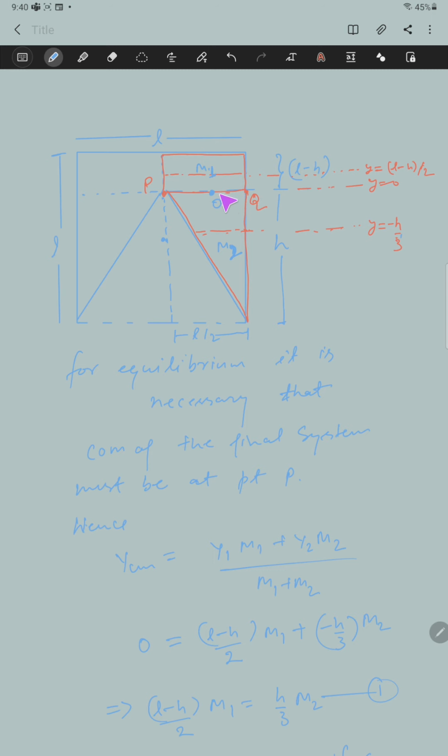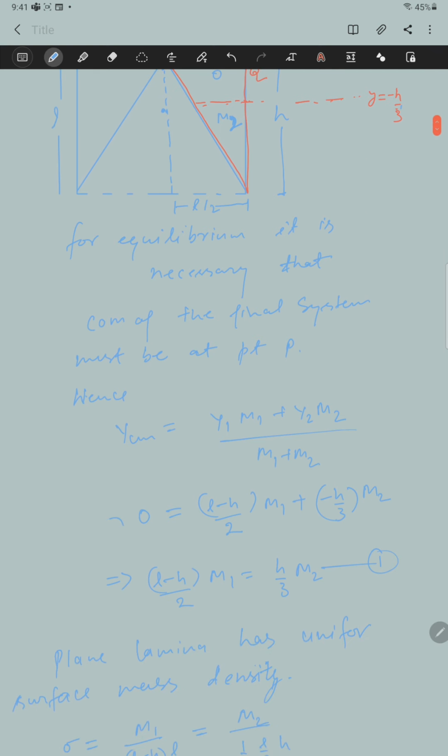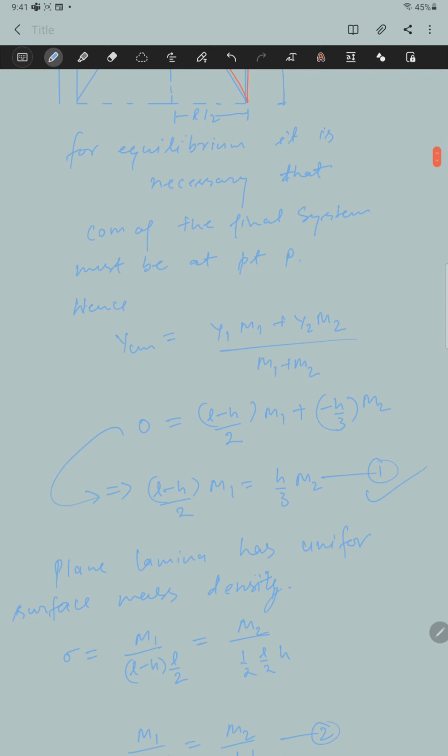So the distance of the center of mass of this rectangular object from point O will be (L minus h) by 2, and the center of mass of this triangular object from point O will be at h by 3. So here y1 is (L minus h) by 2 times m1, plus y2 is minus h by 3 times m2, and there is a denominator m1 plus m2, which will become 0 because YCM is 0. Why is YCM 0? Because the center of mass lies on this PQ line, which is at the origin. So from this we get this equation. This is equation number 1.